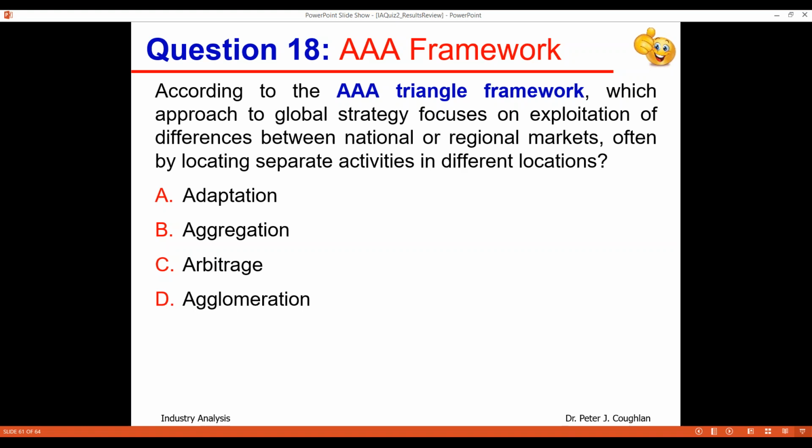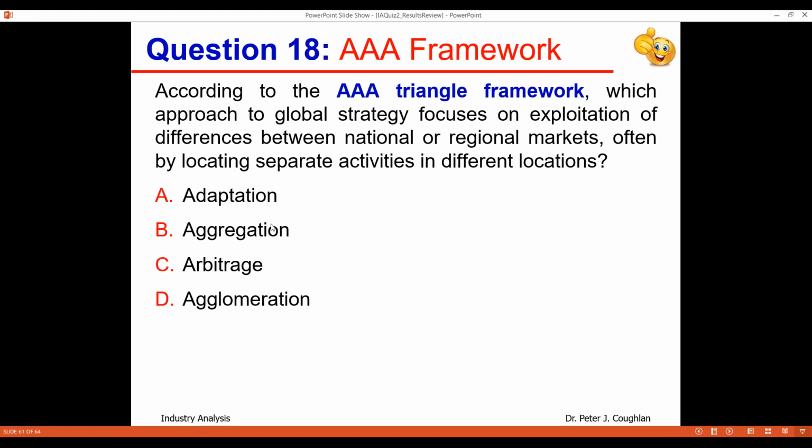Question 18, the AAA framework. According to the AAA Triangle Framework, which approach to global strategy focuses on exploitation of differences between national or regional markets, often by locating separate activities in different locations, right? Well, is this adaptation? Adaptation is about basically adapting to individual locations. So you set up almost independent operations in different countries because you're adapting to the local markets.